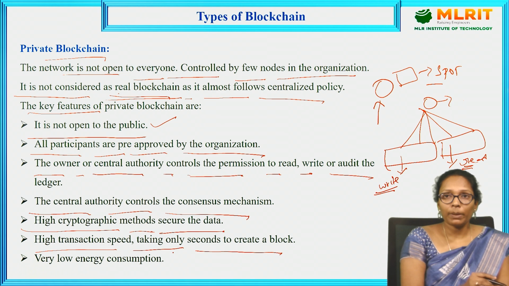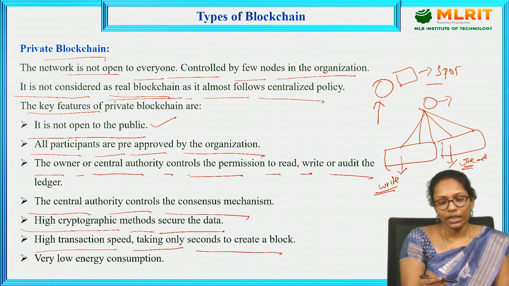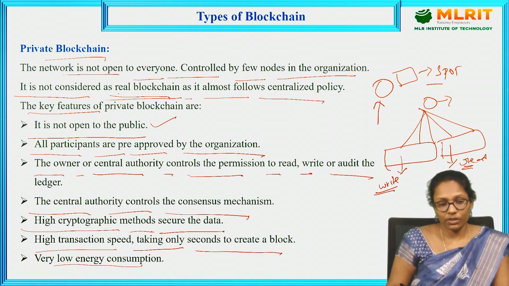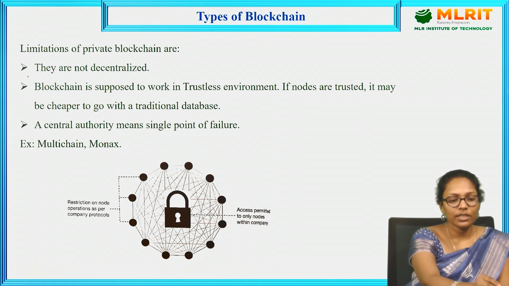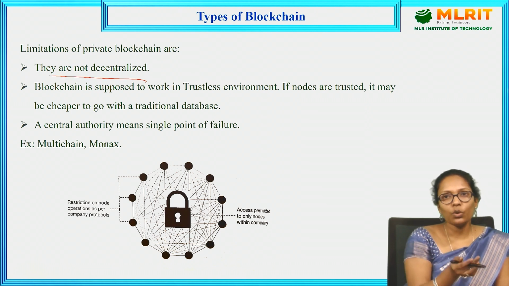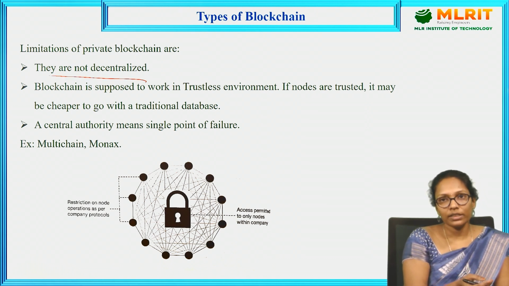In the public blockchain, because of the proof of work consensus mechanism, it takes more power or more resource consumption. But here we are not using proof of work. Simply the central authority will take the decision. So that's why it has low energy consumption. But coming to the limitations, they are not decentralized. As we know, a central authority will monitor this blockchain, so it is not decentralized. It is not really called a real blockchain.